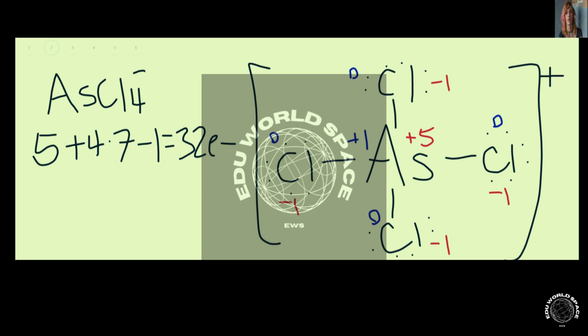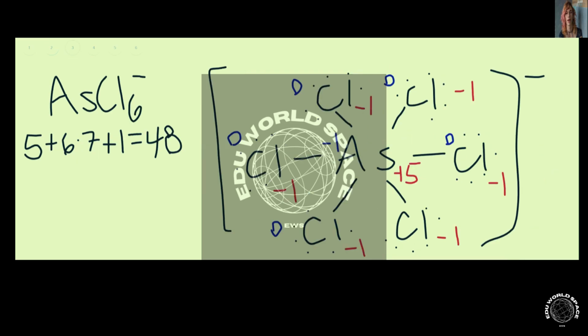So for AsCl4 plus, we know that our arsenic is going to bring 5 electrons, and each of our chlorine atoms will bring 7 electrons, and then because we have a plus 1 charge, we have 1 fewer electron. So total, we have 32 electrons. So to draw our Lewis structure, we can just position our 4 chlorine atoms around our central arsenic atom, and then fill in the octet of each of our chlorine atoms, and that actually uses up all 32 of our electrons.